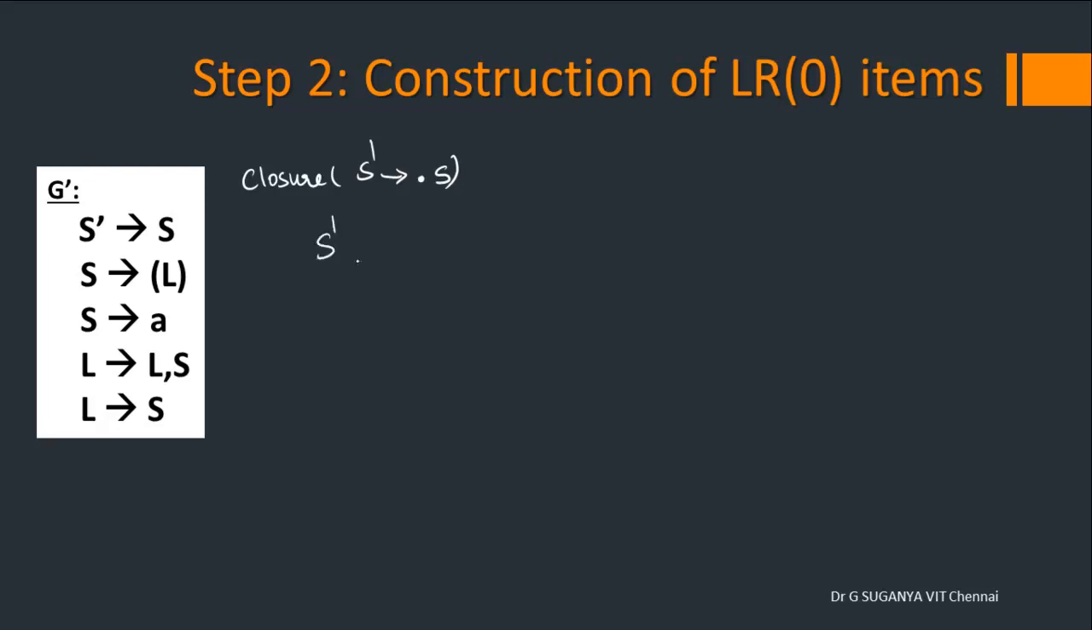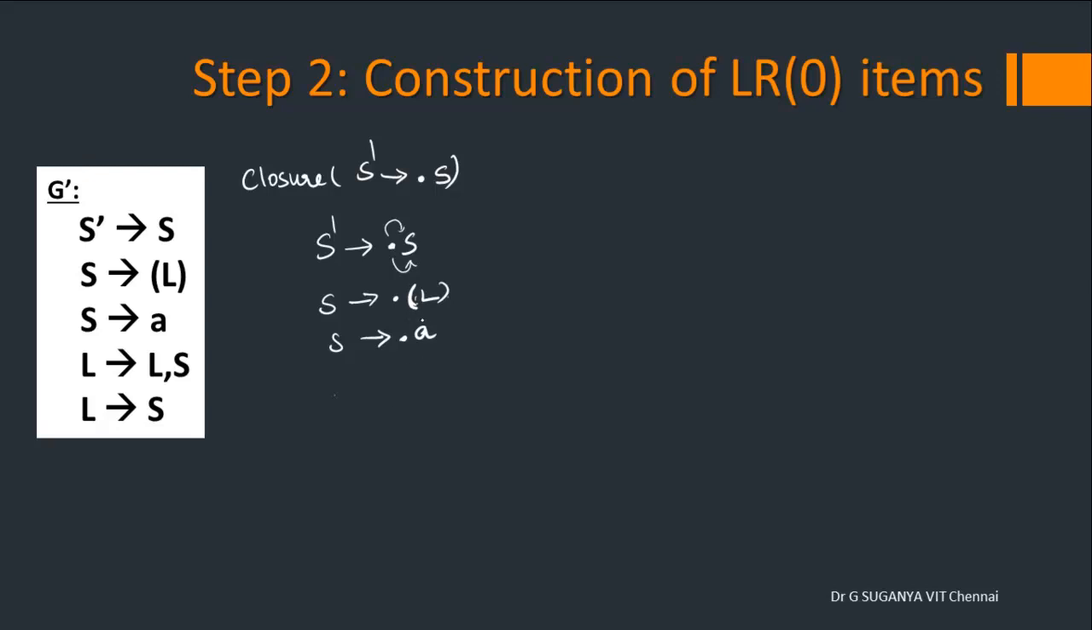Now we have to include that first, S' gives dot S. Then, since dot is followed by a non-terminal, you have to include S productions. So S gives (L), S gives dot a. These two are added since dot is followed by a non-terminal. Now after having added, you look at whether dot is followed by a non-terminal. If so, you have to add that production also.